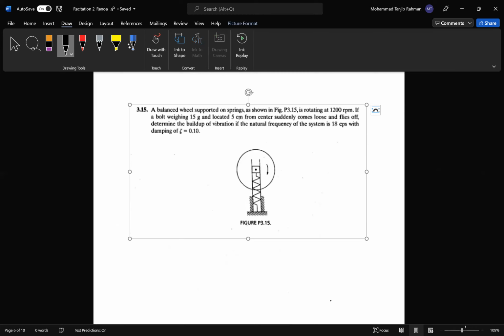So we need to find out the buildup of vibration, which is basically the amplitude, if the natural frequency of the system is 18 cycle per second with a damping ratio of 0.10.